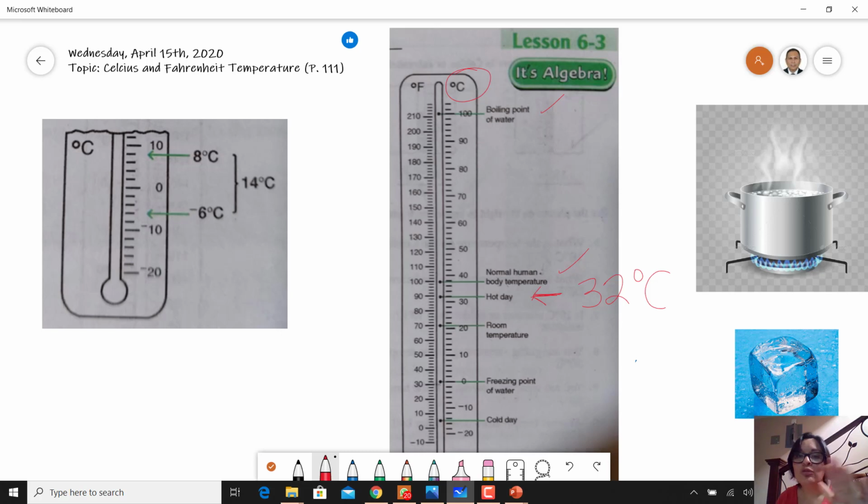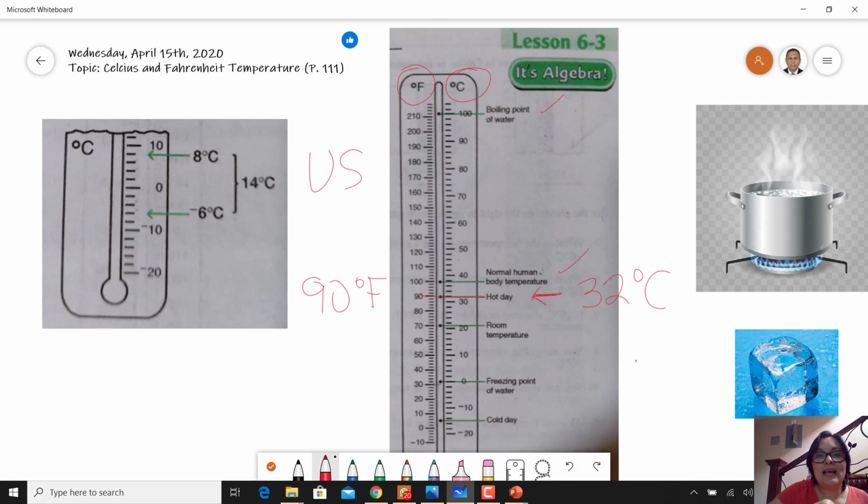But now let's go to Fahrenheit degrees and tell me, in Fahrenheit degrees, when are you going to have a hot day? How many degrees is the environment to say that it is a hot day? Look at the line. 90 Fahrenheit degrees. Excellent. So in Honduras, we use more Celsius than Fahrenheit. But in places, for example, like the United States, they use this scale.